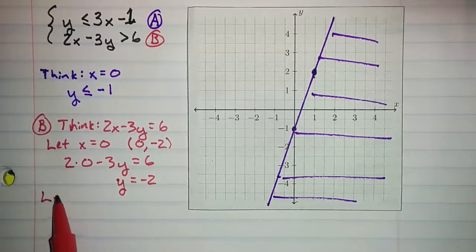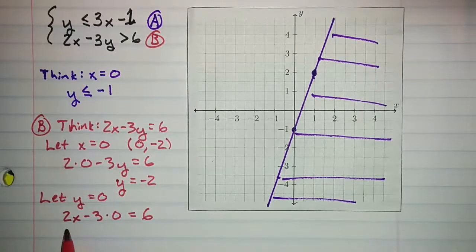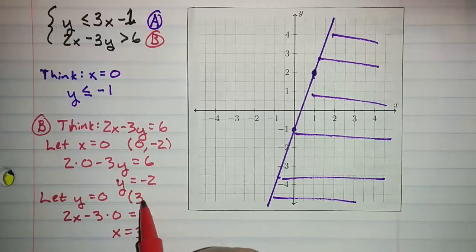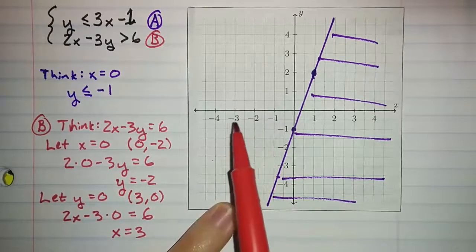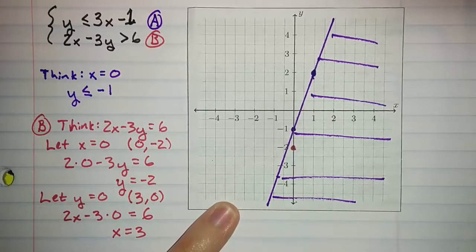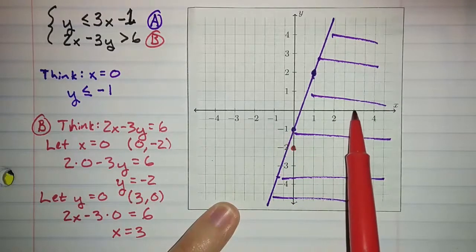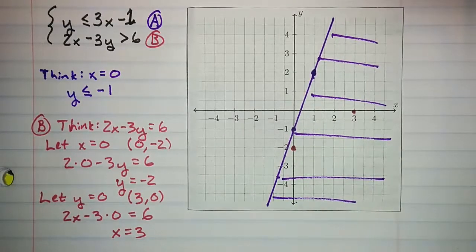Now we'll try the same thing with y equals 0. Again, 3 times 0 is 0, so this is just 2x equals 6. Divide both sides by 2, and we'll get x is 3. So this is (3, 0). Okay. x is 0, y is -2. That's here. x is 3, y is 0. That's here.